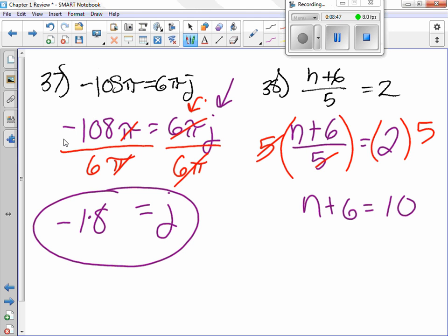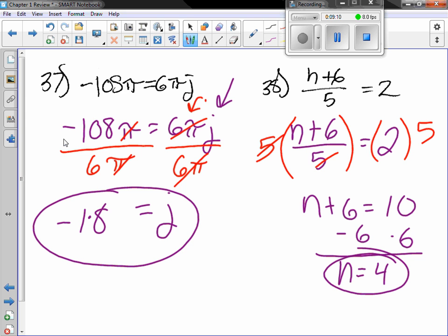So that's the kind of real key trick to this one here. It does look harder, but once we do that multiplication of 5 on both sides, it will simplify. So now we just need to subtract 6 from both sides, and we get n is equal to 4. And if one of the numbers for some reason doesn't look right, or you feel like you did something wrong, check it.